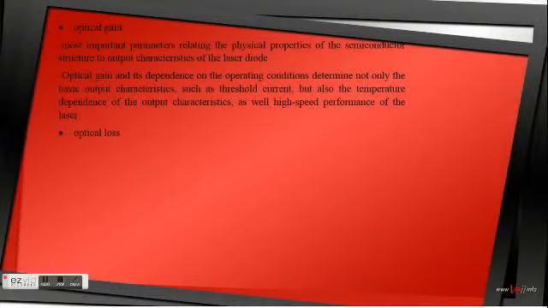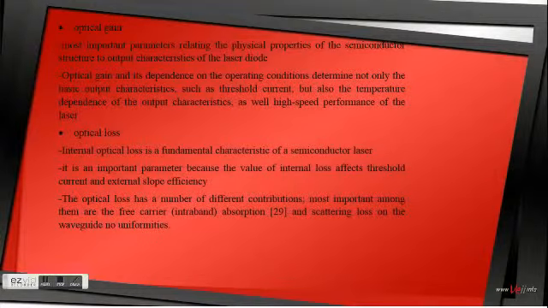Optical loss. Internal optical loss is a fundamental characteristic of a semiconductor laser. It is an important parameter because the value of internal loss affects threshold current and external slope efficiency. The optical loss has a number of different contributions. Most important among them are free carrier intraband absorption and scattering loss on the waveguide non-uniformities.